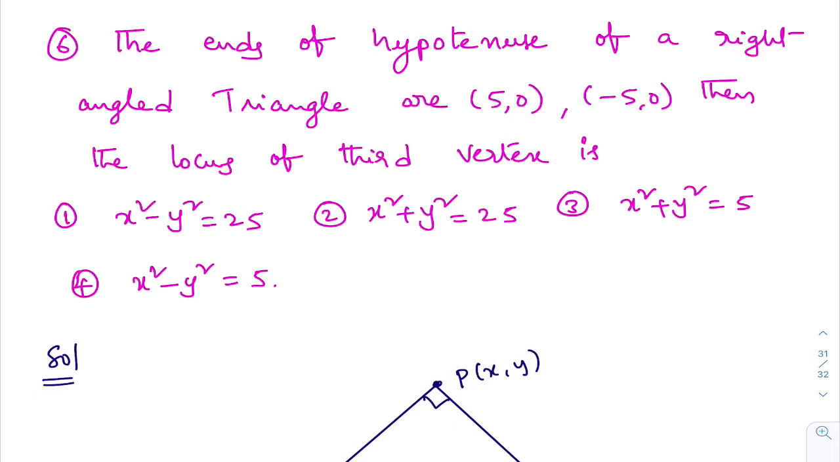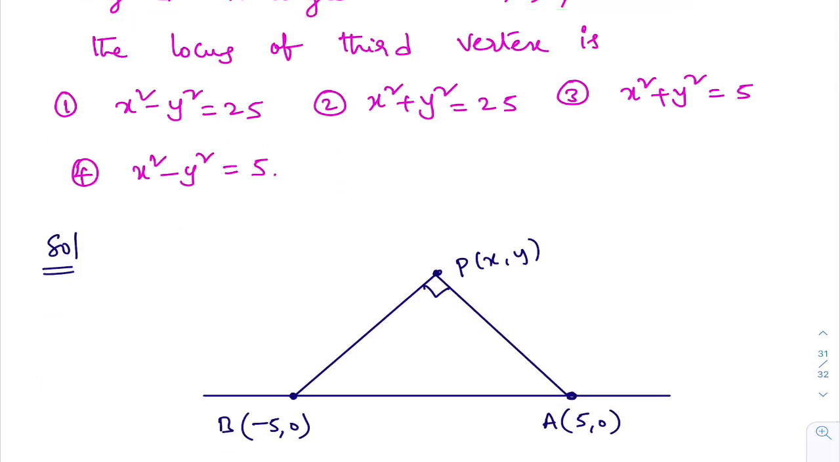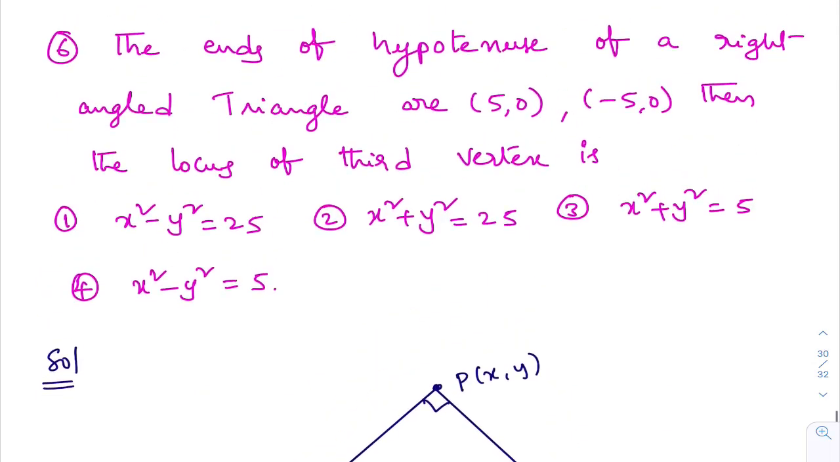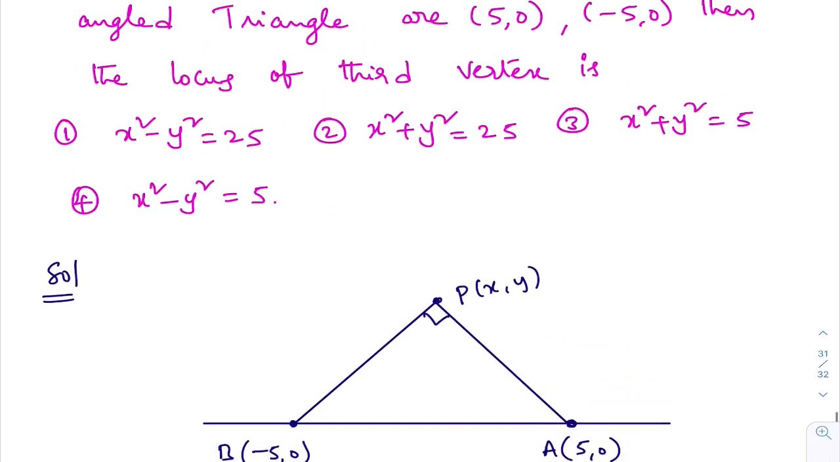You observe here, the ends of the hypotenuse of a right angle triangle are, I'll explain this with the help of the diagram. Here they are saying the ends of the hypotenuse of a right angle triangle, one is (5, 0), another one is (minus 5, 0). I have taken it like this, as they are saying these are the ends of the hypotenuse. I have taken a point in such a way that these 3 points form a right angle triangle. I have taken x comma y as a point on the locus.